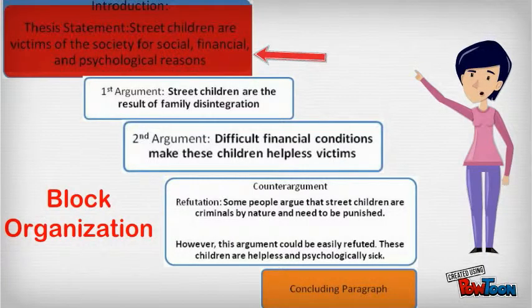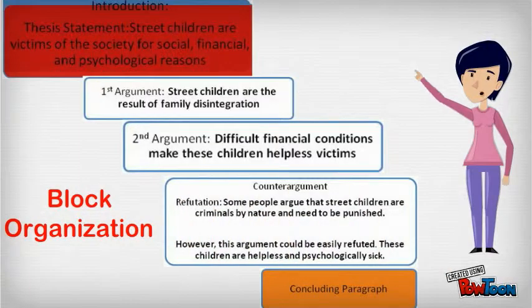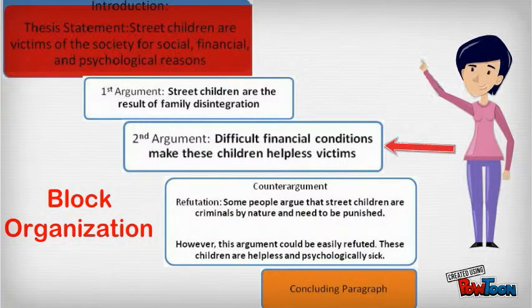is here: street children are victims of the society for social, financial, and psychological reasons. Now those reasons, your controlling ideas, will be further discussed in the following body paragraphs. The first main argument here, for instance, is that street children are the result of family disintegration, which is your social reason. And the second argument here is difficult financial conditions make these children helpless victims, which is obviously here the financial reason.